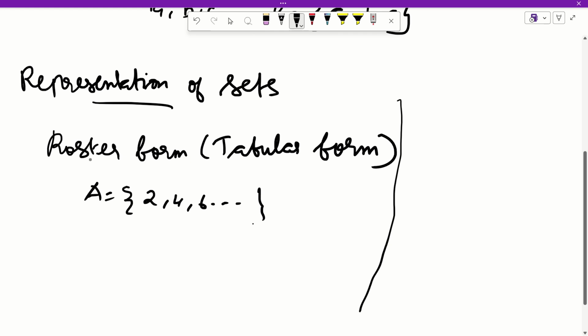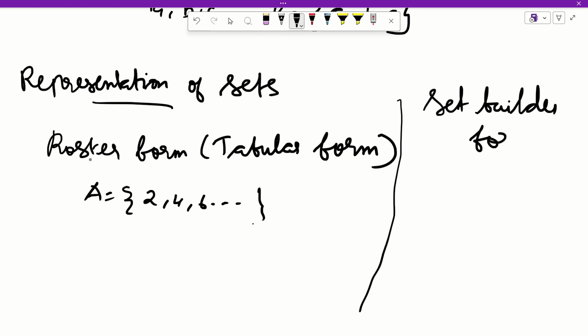One is roster form, the second one is set builder form. These are just basics, so there is no need for a deep explanation. For set builder form, we have to use some important symbols. One is "such that", written as a comma or a vertical bar, which means such that it is true.